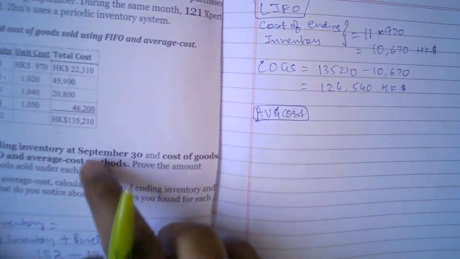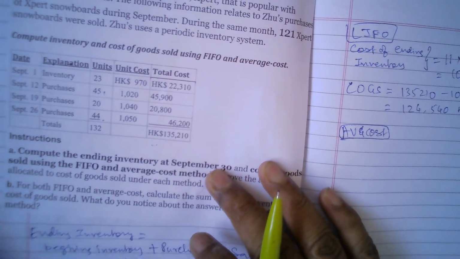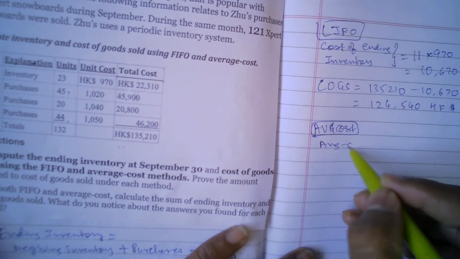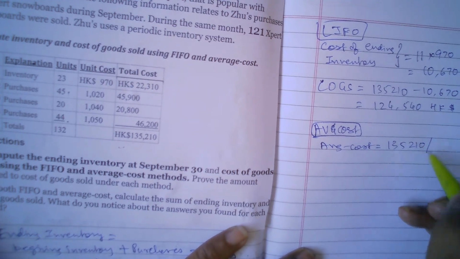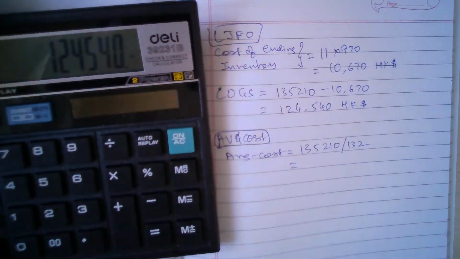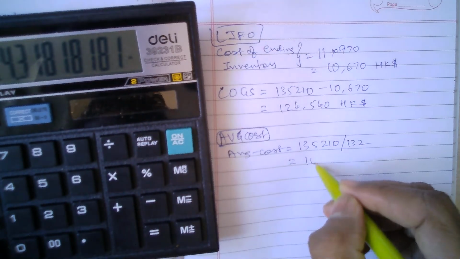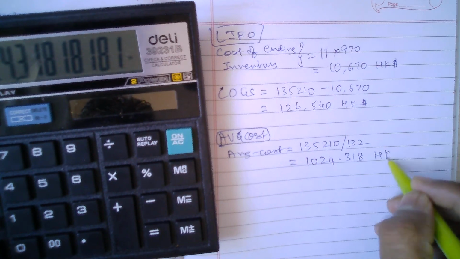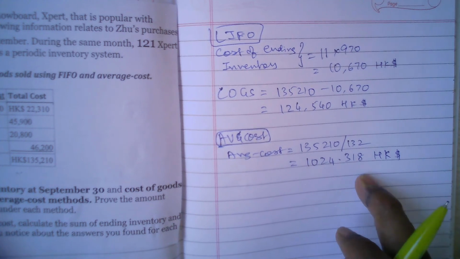So here already we know the total cost. Okay, so first, average cost is nothing but total cost, 135210, divided by the total number of units, 132. So that will be 1024.318 HK dollar. So this is the average cost of the unit.